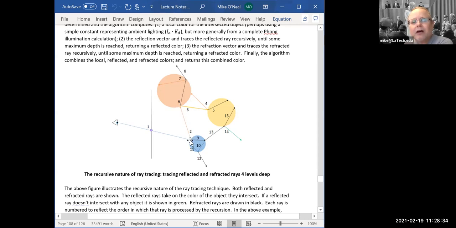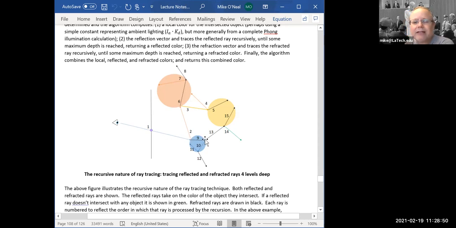So when I get to here, I now have done half the work. I can now have the local color of the blue sphere and all of the global information that came from the reflected ray too. But now I have to do the same process again for the refracted ray.